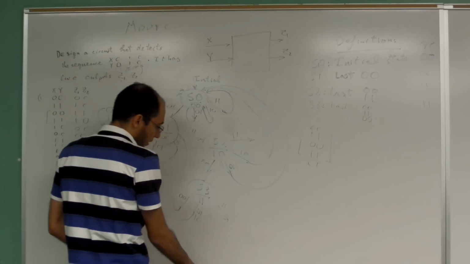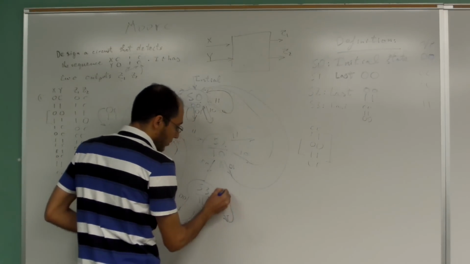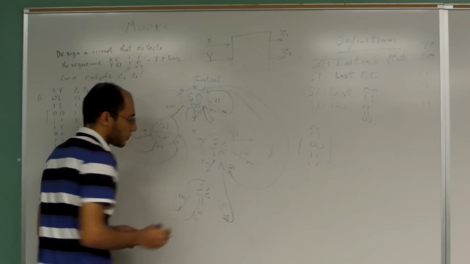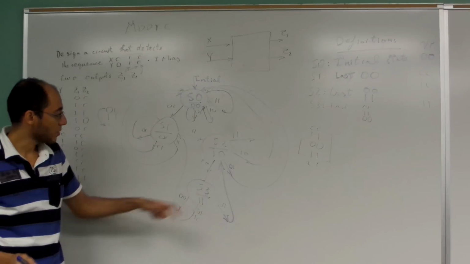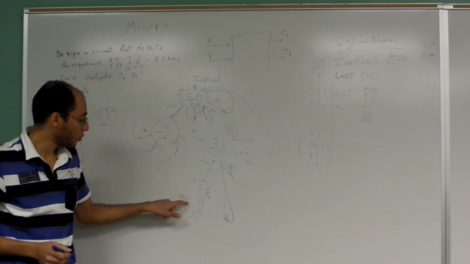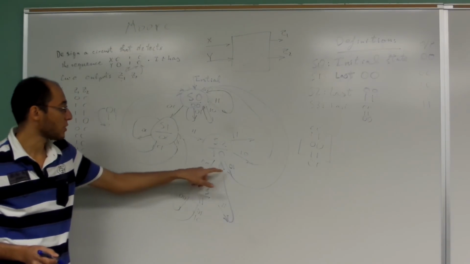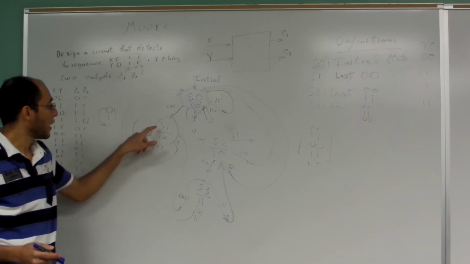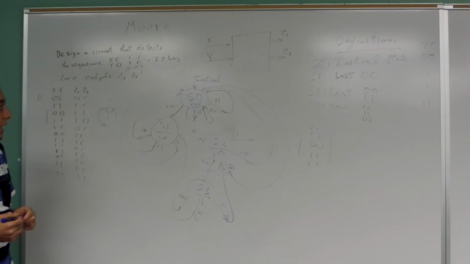And this completes the state diagram. Why does this complete the state diagram? Because this S3 has 4 arrows, 1, 2, 3, 4, and this S2 has 4 arrows as well coming out of it. S1 has 4 arrows coming out of it. S0 has 4 arrows coming out of it.